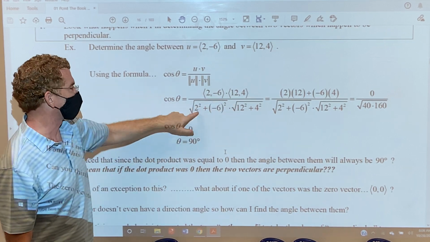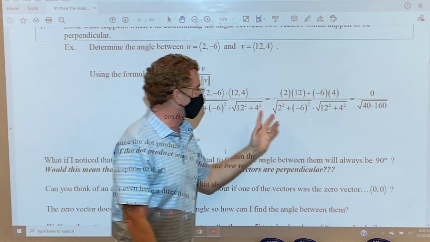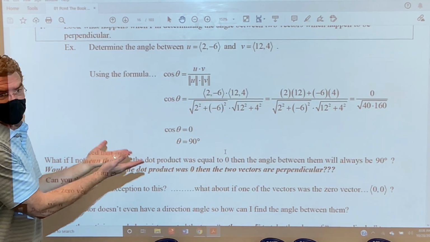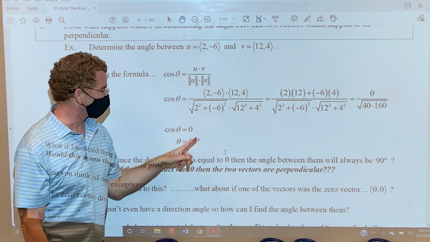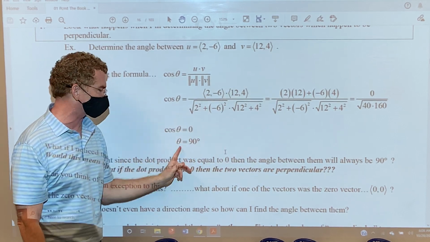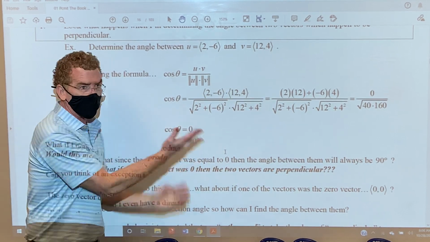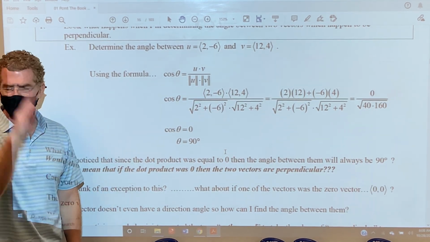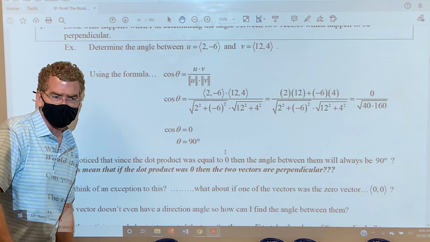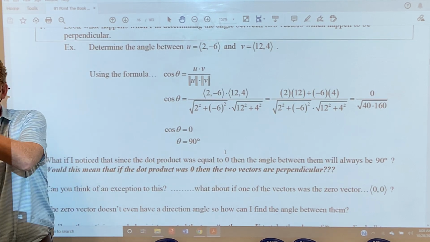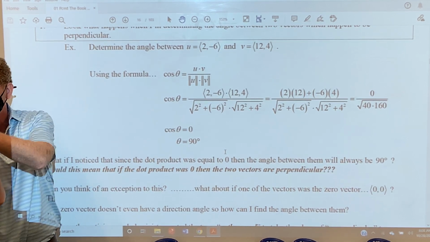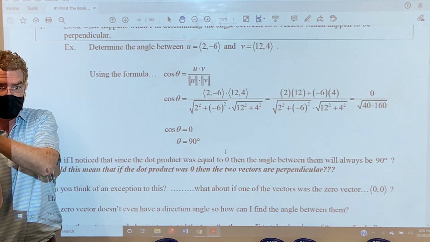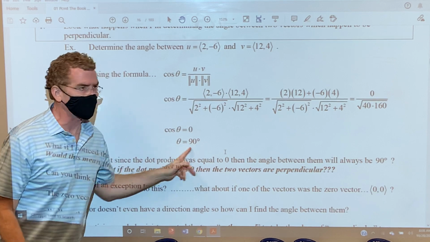On the bottom, I end up doing the magnitudes, which, whatever, I got root 40 and root 160, and I put them there. And then just to show you that they're perpendicular, 0 over anything is 0, and if I took the inverse cosine of 0, what angle has a cosine value of 0? What do you say? Either 90 or 270, and honestly, if those are the two angles, I could say it's a 90-degree angle between them, or I could say it's a 270-degree angle between them, couldn't I? All right? So the bottom line is I get 90.